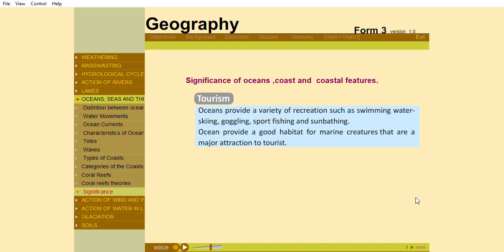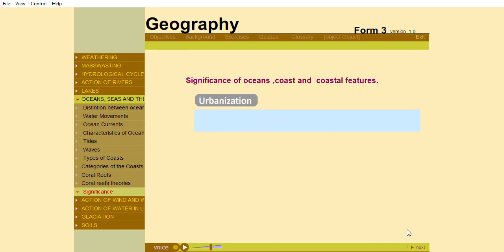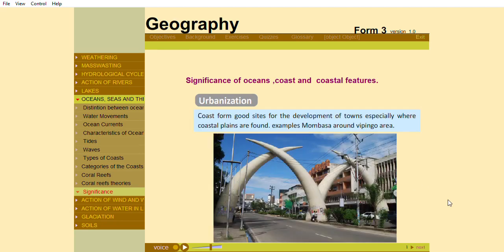Tourism. Oceans provide a variety of recreation such as swimming, water skiing, goggling, sport fishing, and sunbathing. Oceans provide a good habitat for marine creatures that are a major attraction to tourists. Urbanization. Coasts form good sites for development of towns, especially where coastal plains are found. An example is Mombasa around Vipingo area.